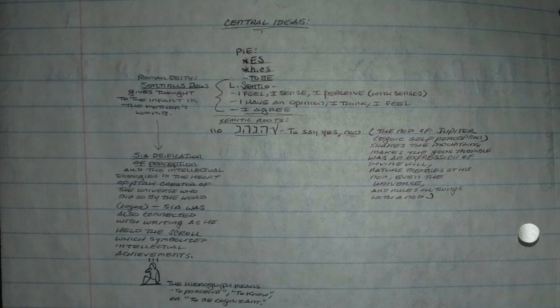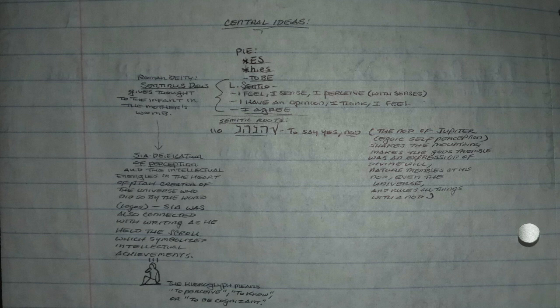This is everything, right? Now, the Roman deity Sentinus Deus, or the god of sense, really, you could say, right, gives thought to the infant in the mother's womb, right? Now, Sia is an Egyptian deification of perception and the intellectual energies in the heart of Ptah, the creator of the universe, who did so by the word, which is logos, right? Sia was also connected with writing, as he held the scroll, which symbolized intellectual achievements, right?